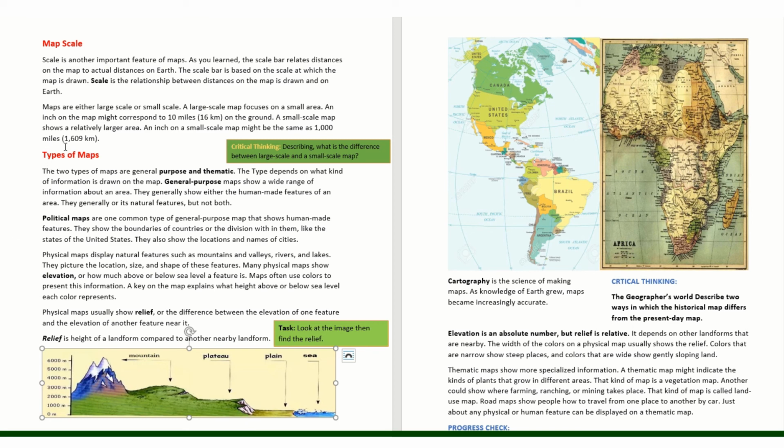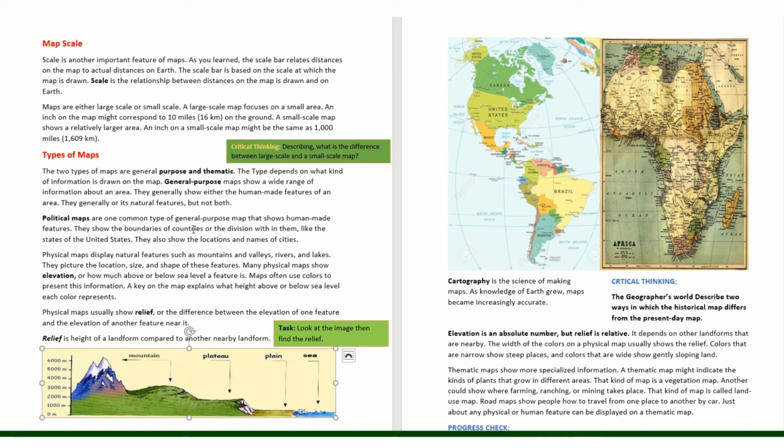However, for the types of maps, there are two types in general: general purpose and thematic. The types depend on what kind of information is drawn. General purpose maps show a wide range of information about an area. They generally show either the human-made features or the natural features of an area. Another is a political map that shows the countries, which is human-made. So that will be the general purpose map.